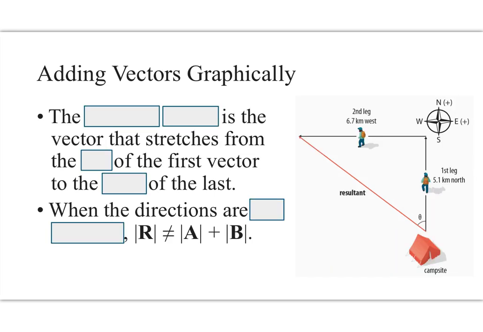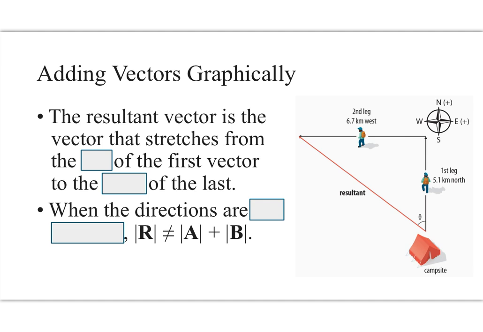So, adding vectors graphically. Now in this situation, this guy is walking multiple directions. You'll notice that he is walking 5.1 kilometers north, and then he goes 6.7 kilometers west. It's really nice when they have a north and west and whatever, because then we have this perfect right triangle. But what happens here is a little bit different. The resultant vector now is no longer just adding the two. We can't just add the 5.1 and the 6.7. That's the distance he traveled, but that's not his resultant. That's not what we think of as his displacement.